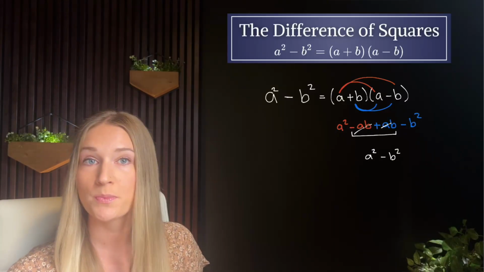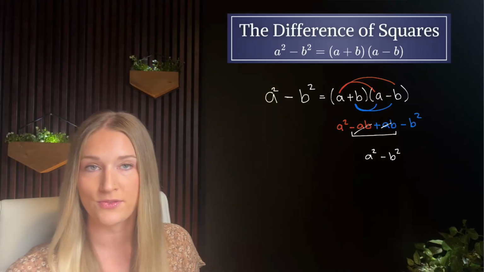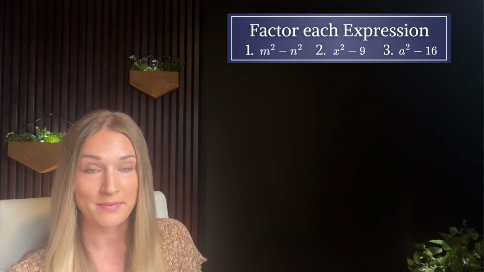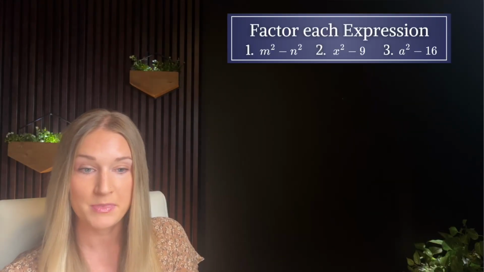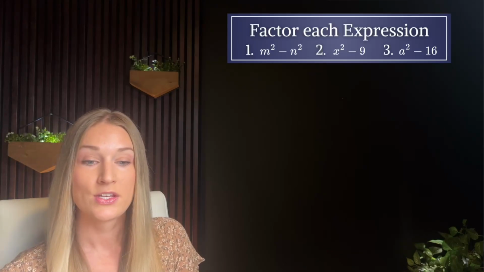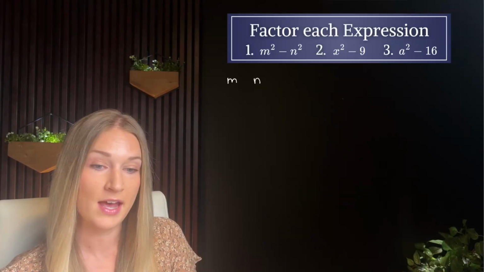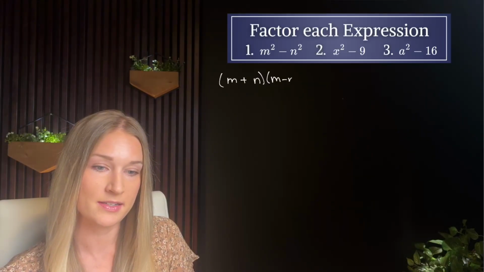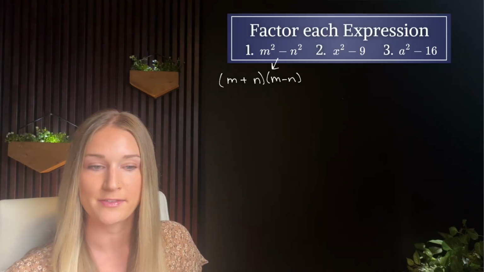So if you have two perfect squares with the difference, we can factor into the sum and the difference of the bases. So let's look at a few examples. Number one, I already have a very clear difference of squares. M is being squared, N is being squared. So the bases are M and N, and all I need to do to factor is add those bases and subtract those bases. So that is the factored form of M squared minus N squared.